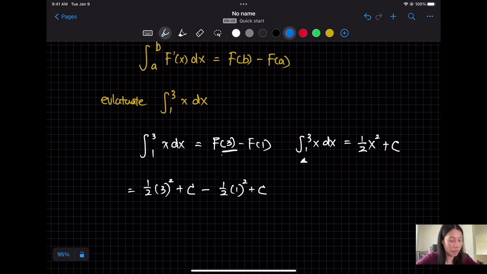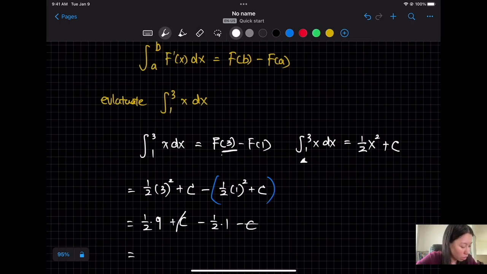So this is a place where we need to put a parenthesis, because you're trying to subtract the whole expression instead of just 1/2 times 1. So when we remove the parentheses, I will have minus c. So look, these two constants will cancel out by the subtraction. Okay, so I have 9/2 minus 1/2, which gives me 4. So the value of this integral equals 4.